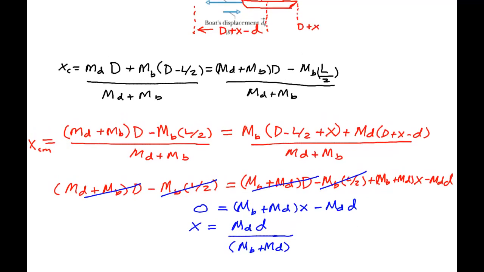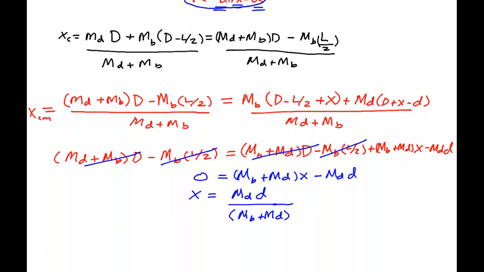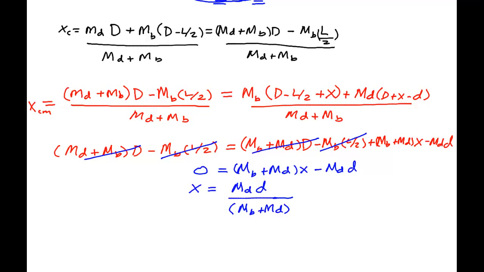The question that was asked was to find the new location of the dog from the shore, which is the distance d plus x minus this d. In other words, it's this distance right here that I'm asked to find. And I needed to find x because I knew the distance the dog walked and I knew the total distance. So let's put that into that equation. We'll call that x of the dog.